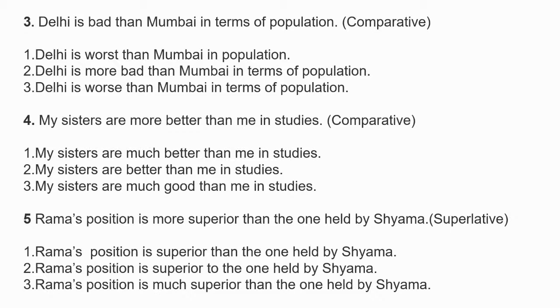Question number 5. Rama's position is more superior than the one held by Shama. Choose the superlative form of the sentence. The options are: Rama's position is superior than the one held by Shama. Rama's position is superior to the one held by Shama. Rama's position is much superior than the one held by Shama.